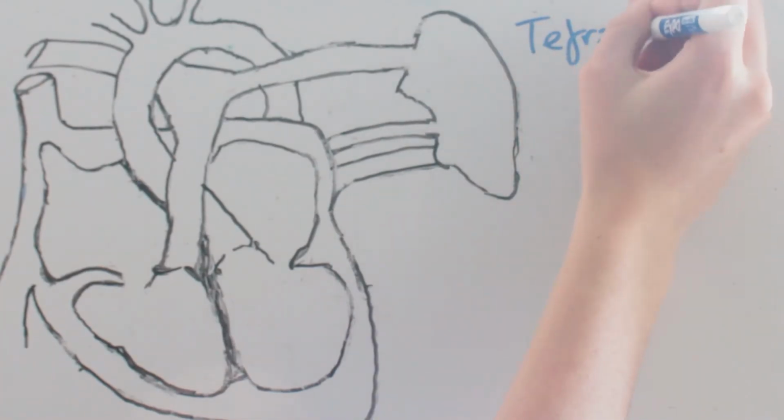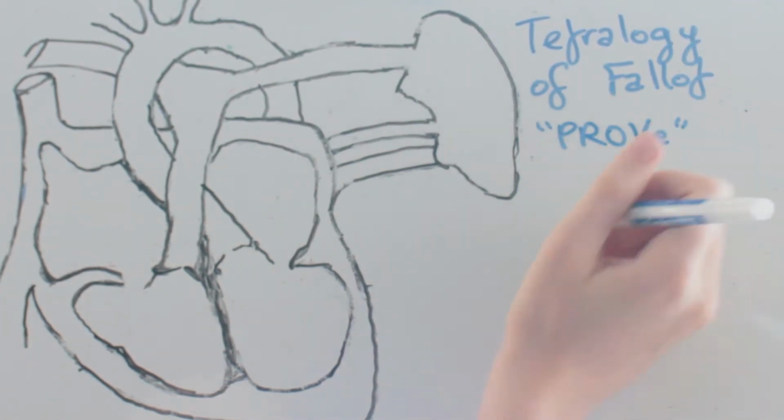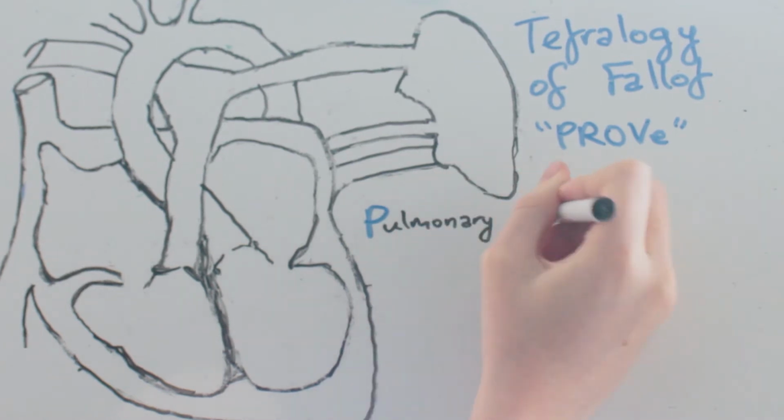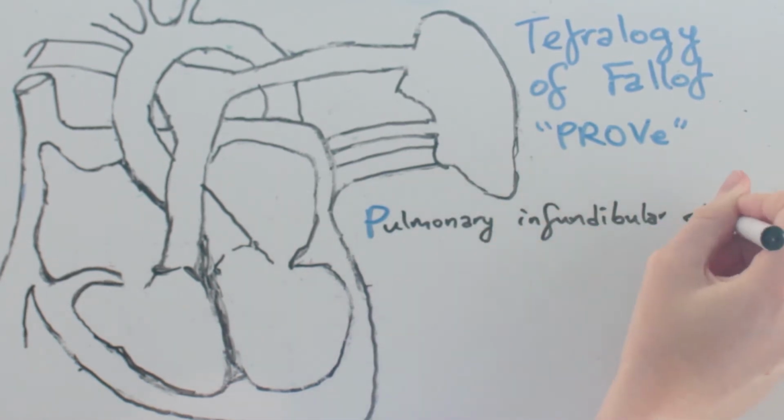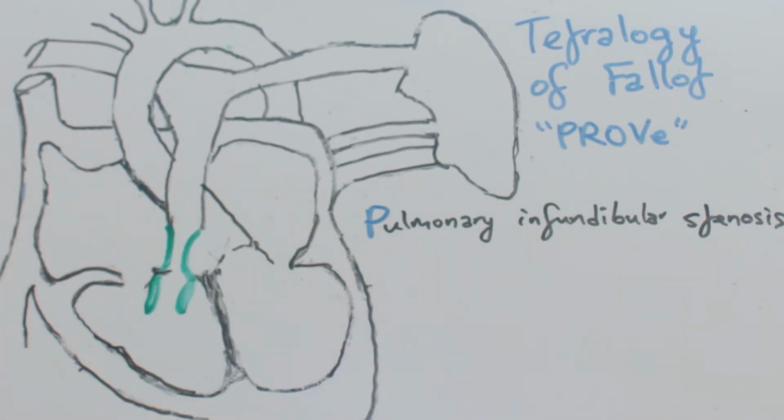Today we'll be looking at Tetralogy of Fallot, a condition with 4 defects remembered as PROV. Pulmonary infundibular stenosis is where there is a narrowing in the right ventricular outflow tract, as seen here.